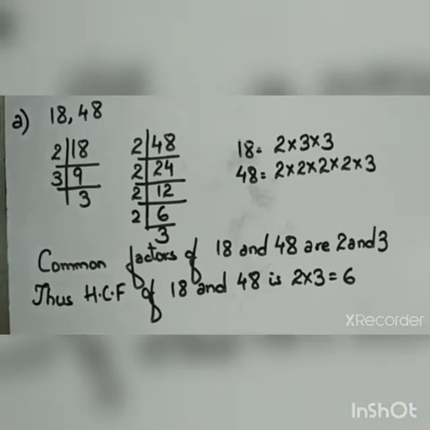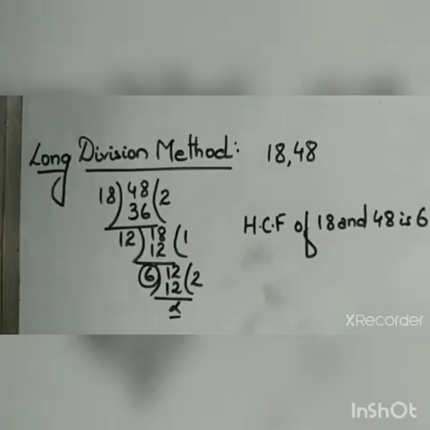So, the working rules for finding the HCF by using prime factorization are: step 1 is find the prime factors of each of the given numbers by prime factorization method, and the second step is multiply all the common factors to get the HCF of the given numbers.